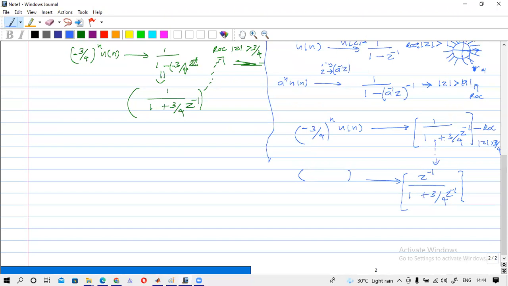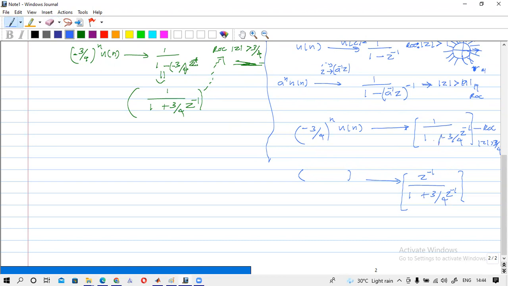This part is multiplied by Z minus 1. If I multiply this value, this is a transform. I think my writing may not be clear, but you can understand this.